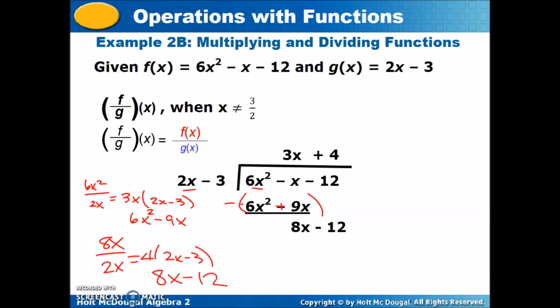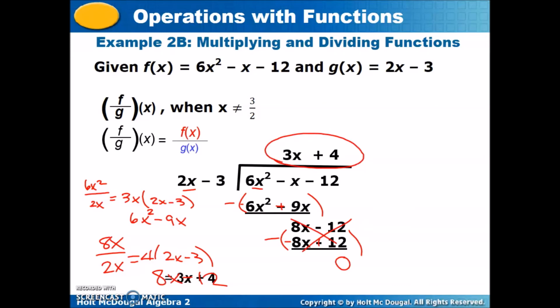8x minus 12. There we go. So we're going to put that down under here and subtract it again. Obviously that's what's already there, so it's going to cancel out the whole thing, so we have a remainder of 0. So our answer is 3x plus 4.